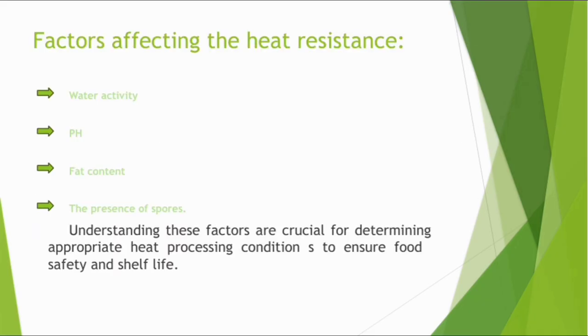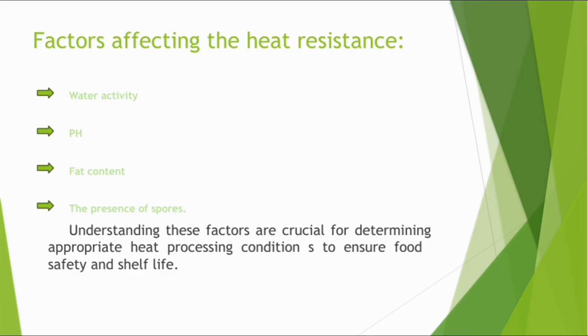Let's talk about the factors that affect heat resistance in food. First up is water activity, which essentially measures how much free water is available for microbial growth. The higher the water activity, the more susceptible microbes are to heat. Next is pH, or acidity level. Foods with a lower pH, meaning more acidic, tend to enhance heat resistance, so we need to adjust processing accordingly.